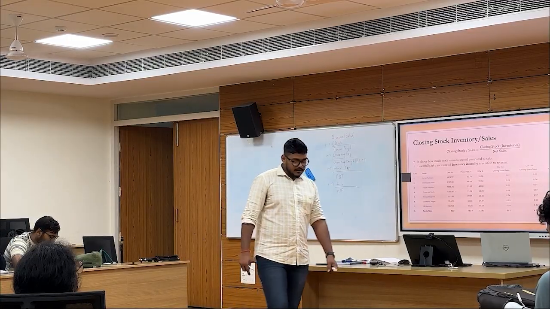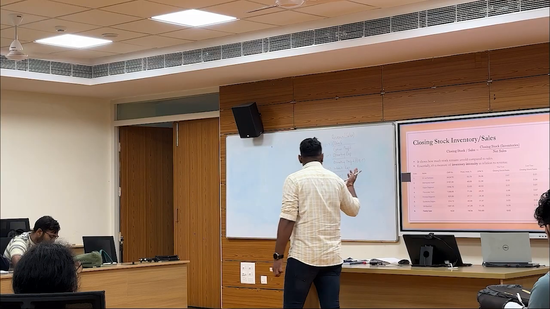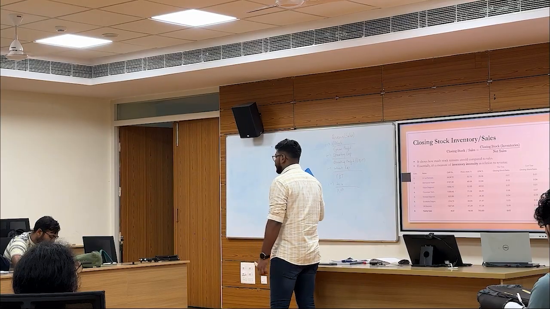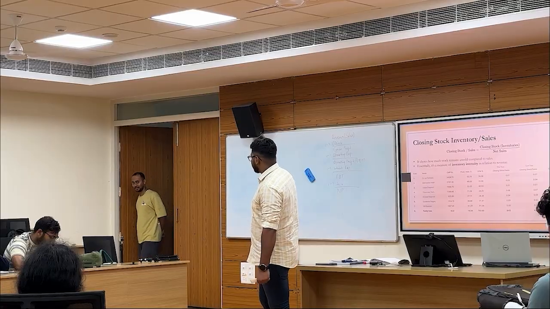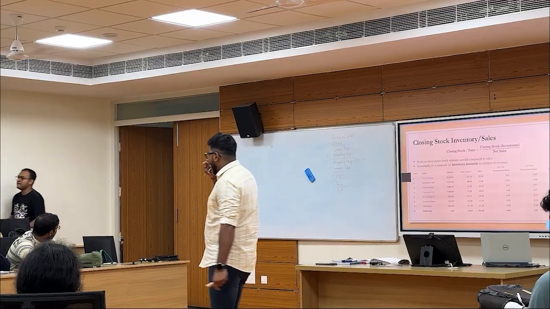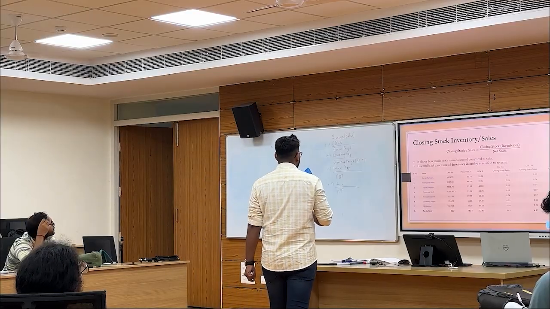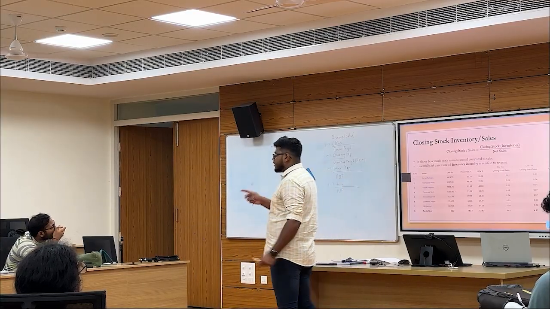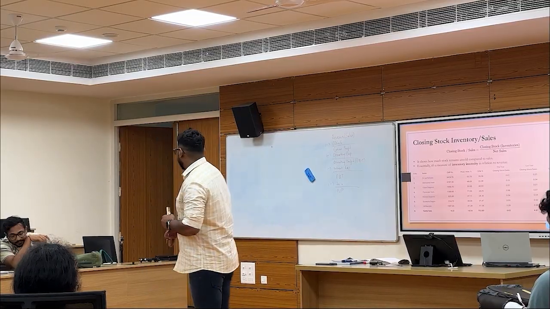Next, coming to the third ratio, closing stock inventory by sales. This ratio is very important because when we do the profit and loss analysis, we take the closing stock and we subtract it from the sales. If the closing stock is very high and different in comparison to the peers, we can see that there is earnings management done.